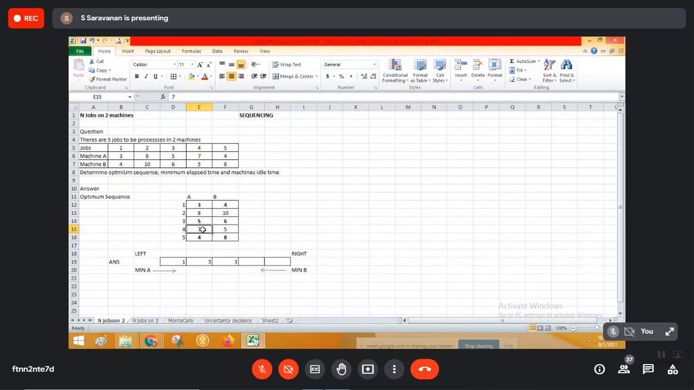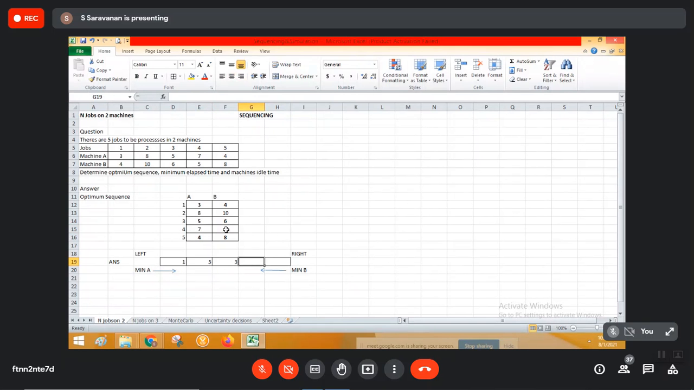So 7 and 5. Obviously when it is B machine, it should start from here. So what is the activity? 1, 5, 3, 4. As I said, there is one activity 7 and 5 here. So 5 is the minimum here, that is corresponding to machine B.